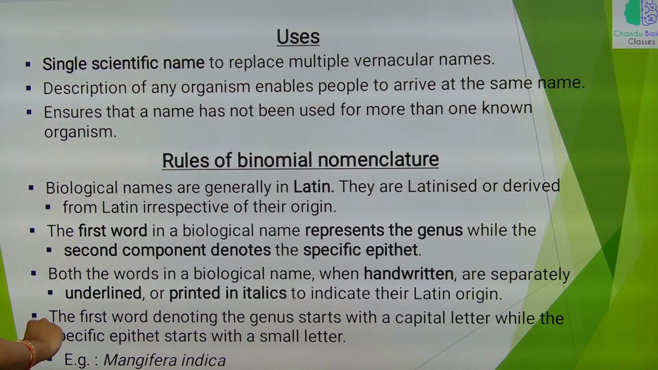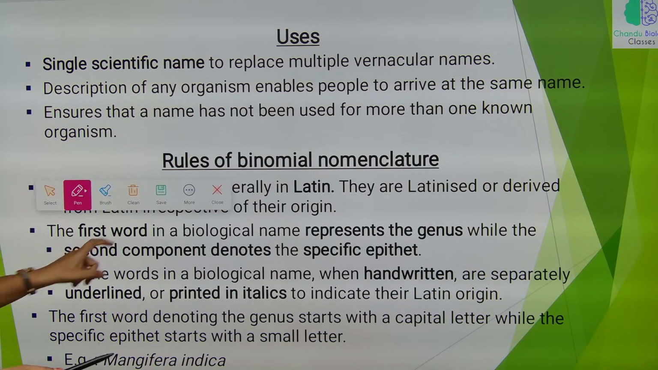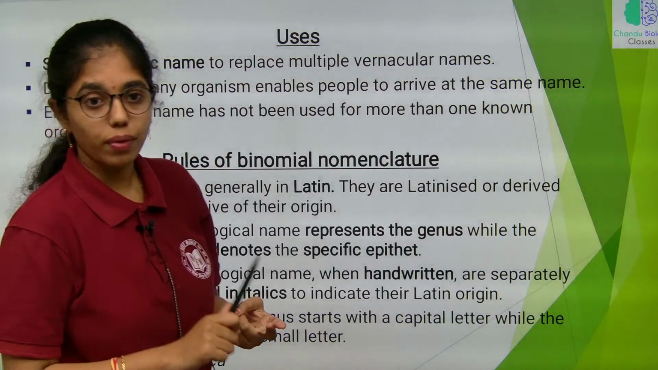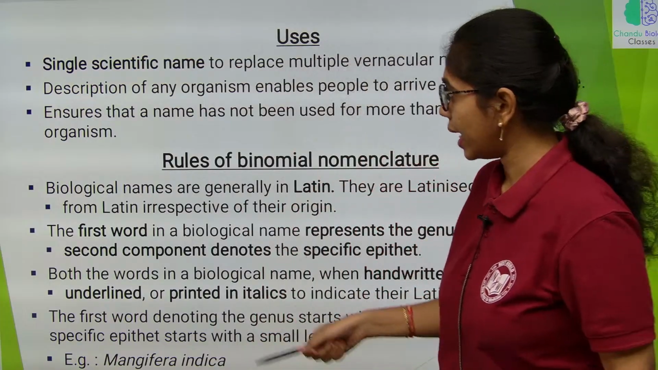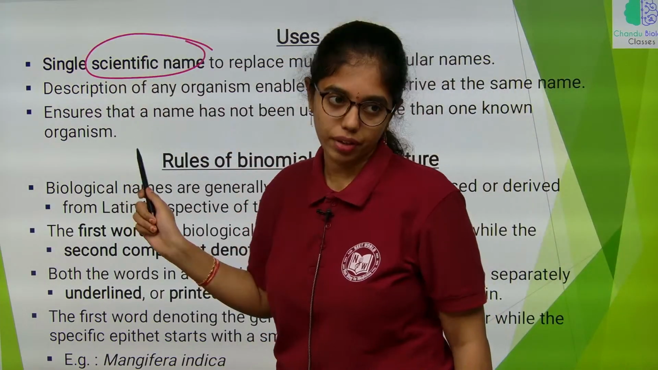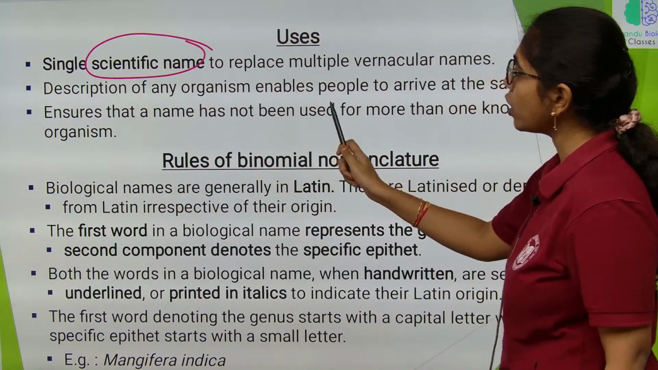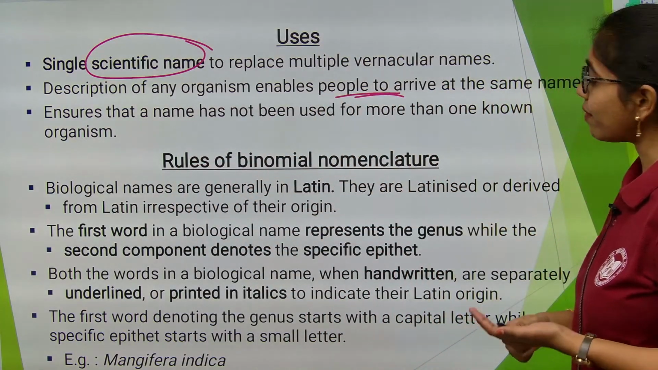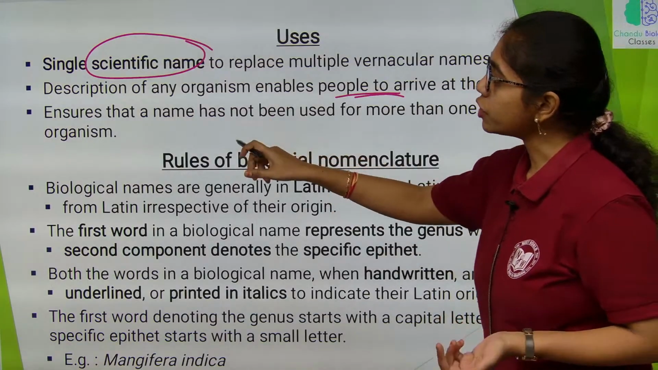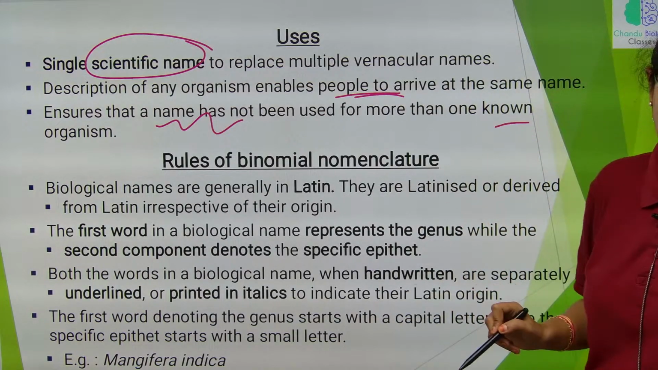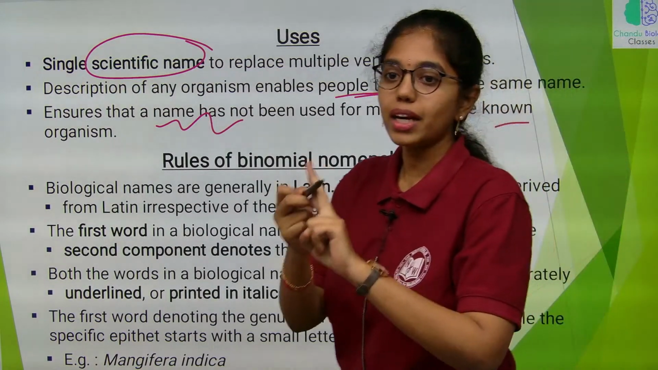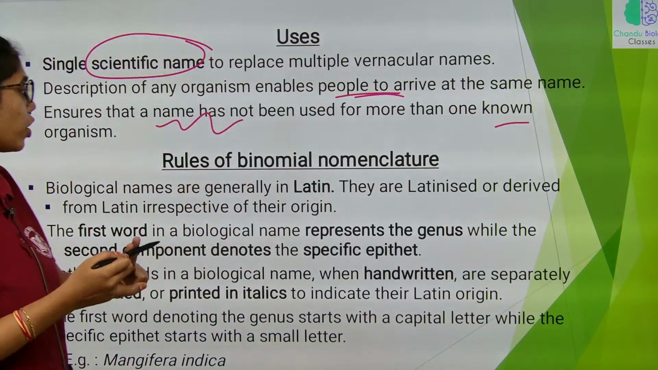So here, uses of binomial nomenclature. A single scientific name can replace multiple vernacular names or biological names. Vernacular names will be different based on the region or place the plant is growing, but the scientific name is common for everything. Next, description of any organism enables people to arrive at the same name, and this ensures that a name has not been used for more than one known organism. One organism, one name. That is the use of binomial nomenclature.